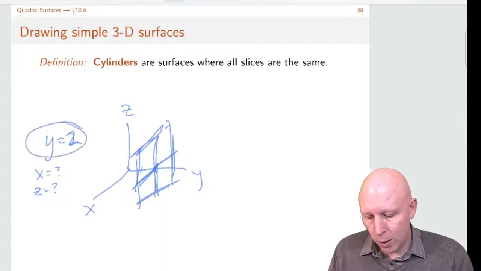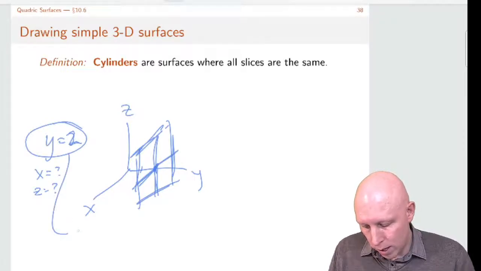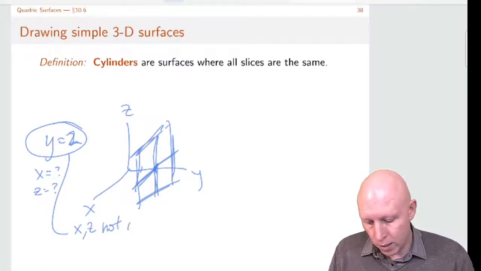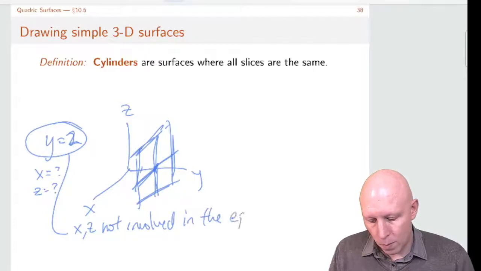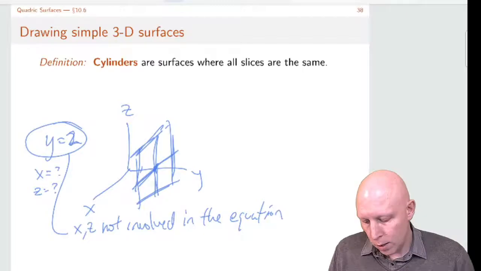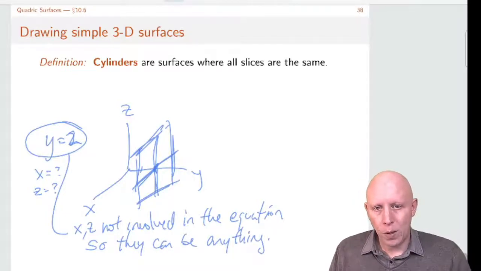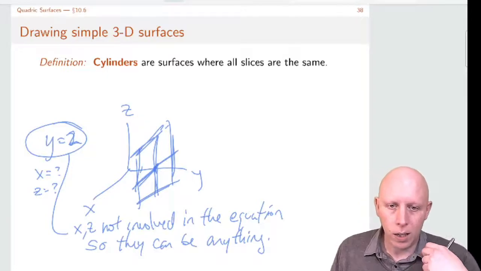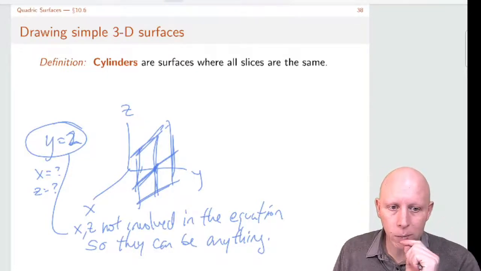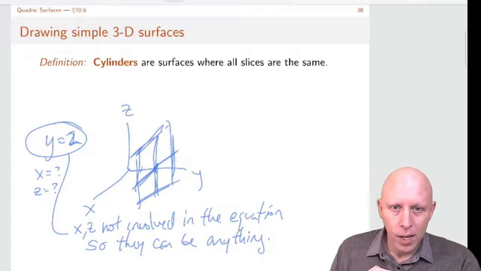So when we see an equation like y is equal to 2, the thing you should notice is that x and z are not involved in the equation, so they can be anything. Okay, and so that's going to be a recurring theme here when we're talking about cylinders.